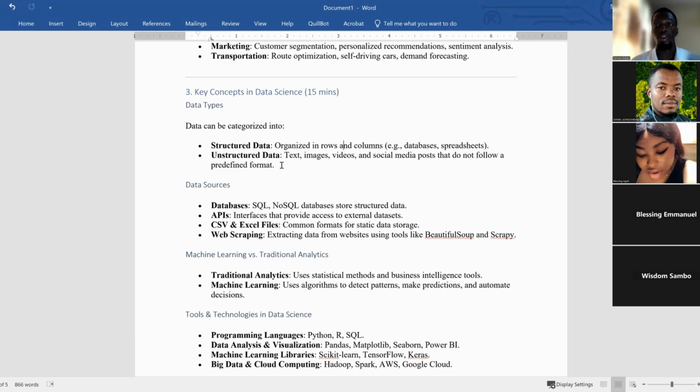So under data, we have structured and unstructured data. In data science, we work mostly with structured data. Basically, we're trying to get insights from this data, and we work mostly with it.